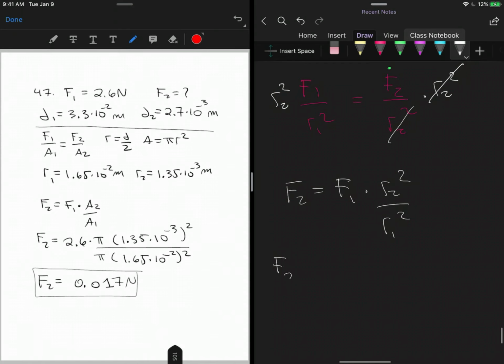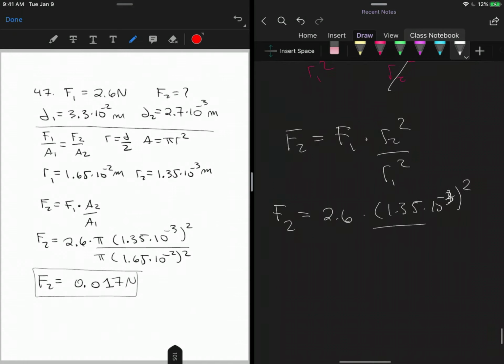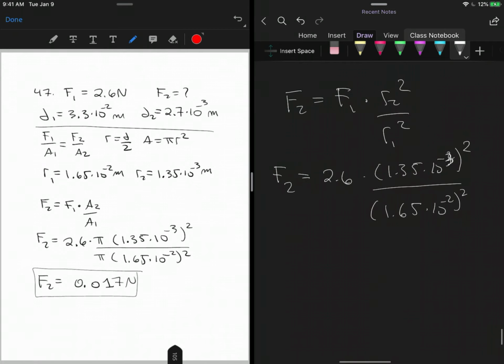The force on the small side equals force 1, which is 2.6, times radius 2, the smaller radius, which is 1.35 times 10 to the minus 3, excuse me, and all of that gets squared. Then that is divided by radius 1 squared, which is 1.65 times 10 to the minus 2, squared. And this should give you 0.017 newtons.